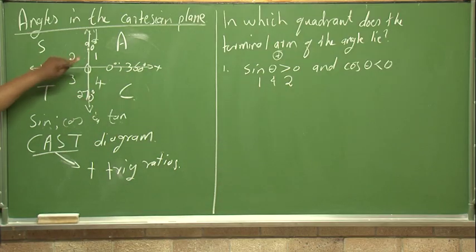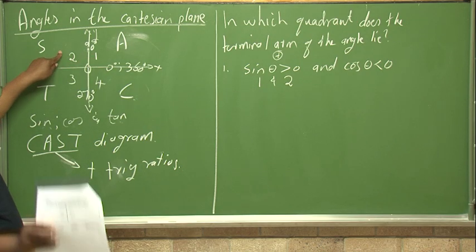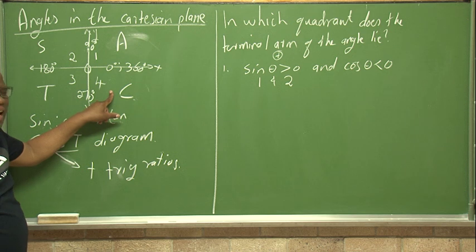Here is the CAS diagram. First quadrant, all three ratios are positive. Second quadrant, sine theta is positive. But in the third quadrant, sine is negative. In the fourth quadrant, sine is negative.